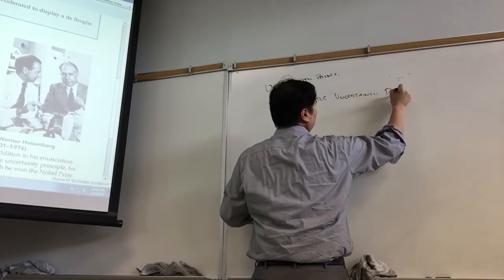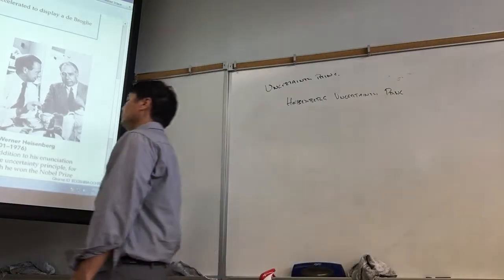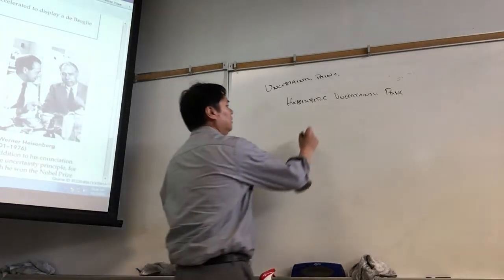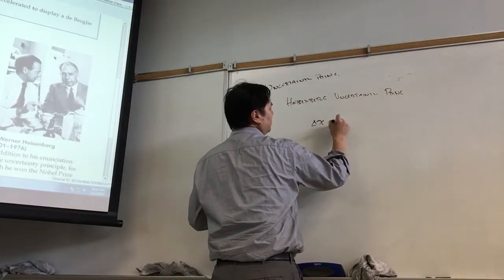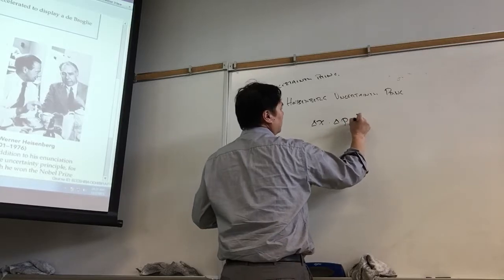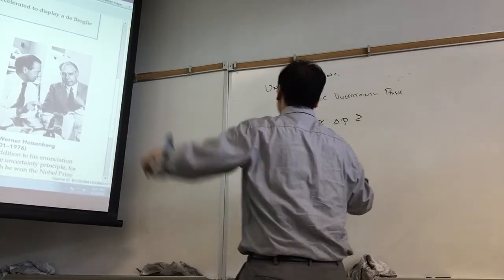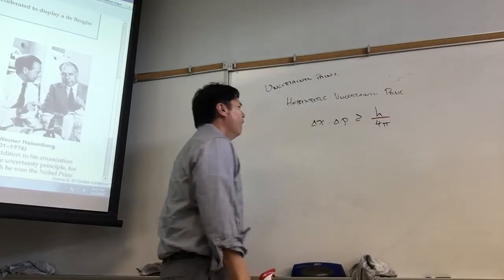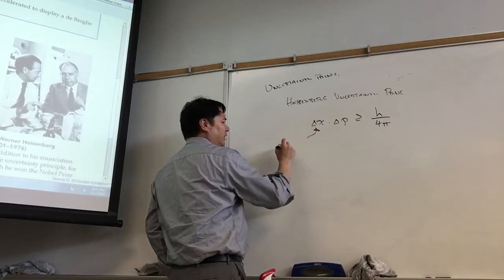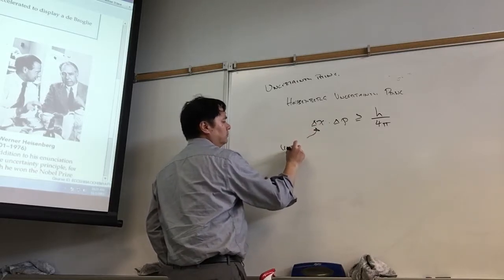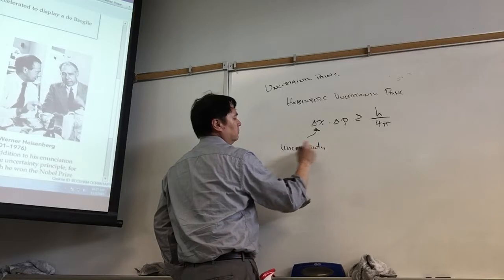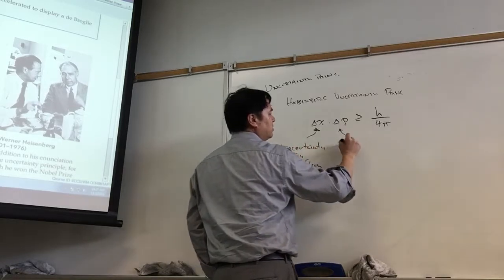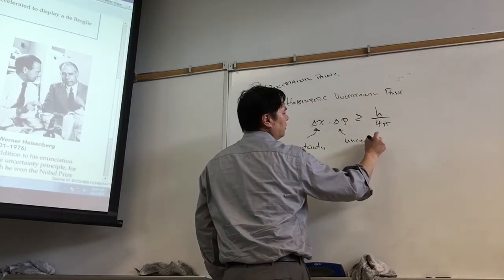So what is the Heisenberg uncertainty principle? This is it here. Delta x times delta p is greater than or equal to h over 4 pi. Delta x is the uncertainty in position. Delta p is the uncertainty in the energy or momentum.